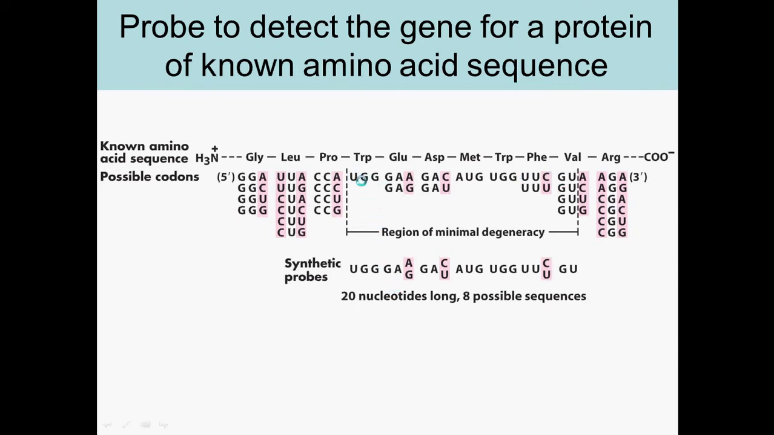And then the other one would be UGGAG, and then GAC, and then UUC. Another possibility, UGAGGAC, and then that, and then UAC, and keep trying different possibilities. There'll be 8 total in this 20 because you need 20 nucleotides for a probe.